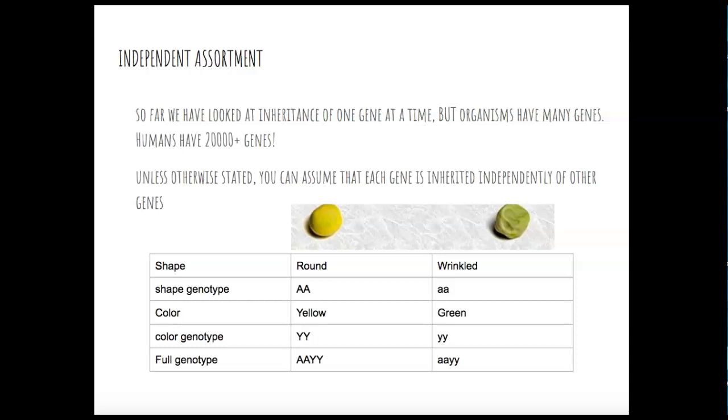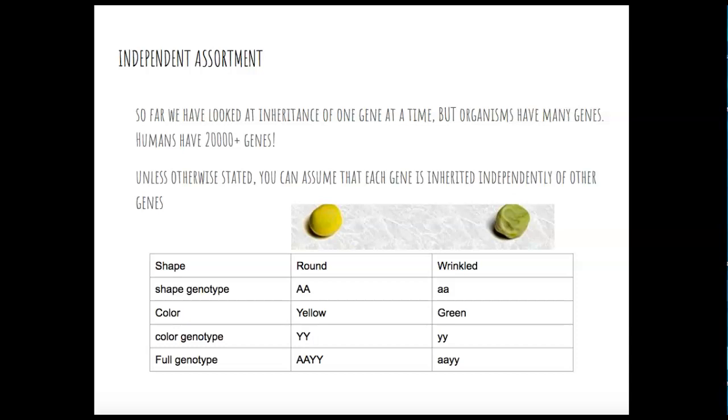However, most genes in general are going to be able to independently assort from each other so that you have quite a big mix of genes and genetics in your next generation. And for our purposes, unless it's otherwise stated, you can assume that each gene is inherited independently of other genes. So when we're talking about genetics, up to now we've talked about one gene at a time. In reality, individuals have thousands or tens of thousands of genes in their DNA.